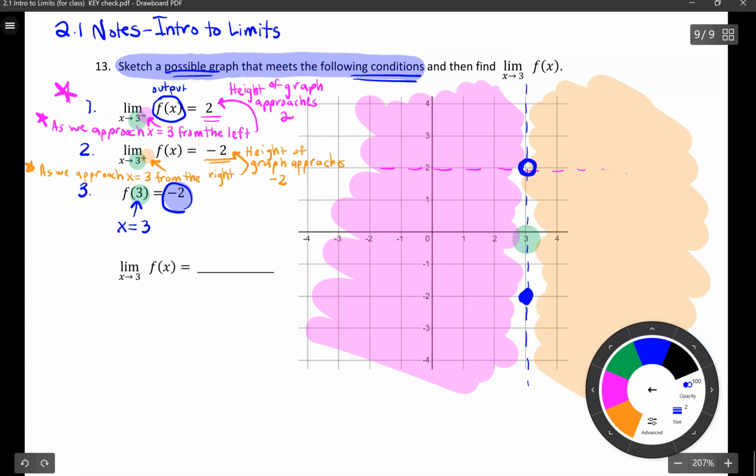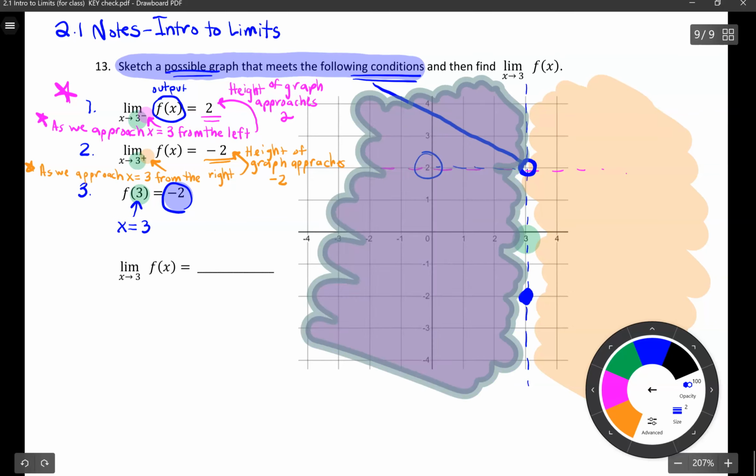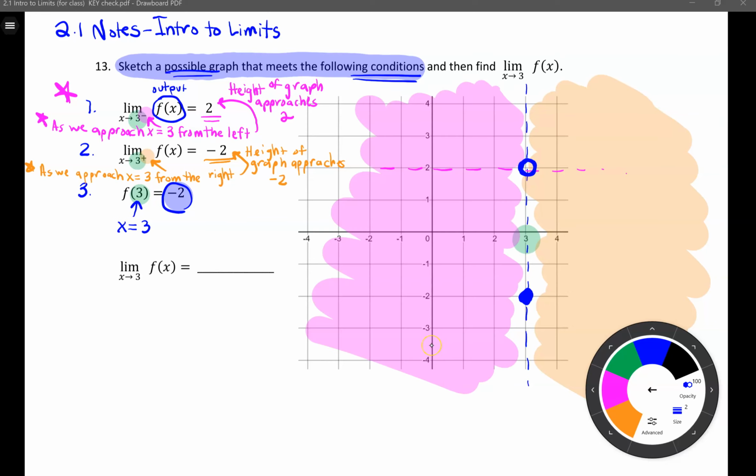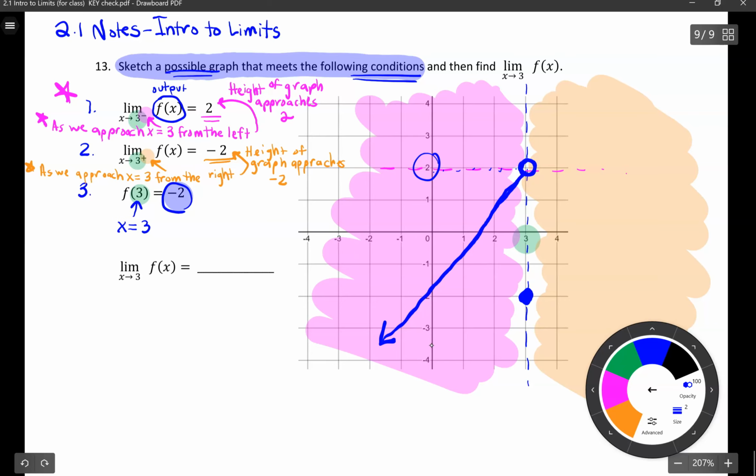I could also have the height of the graph steadily decreasing, getting closer and closer to that height of 2. Or maybe it's increasing. Maybe the heights of my graph are going up and up and approaching that height of 2 on the left. I'll just stick with this one since it's the last one I drew. So I'm going to draw my graph where my heights are going up, getting closer and closer as I approach x equals 3 there on the left.